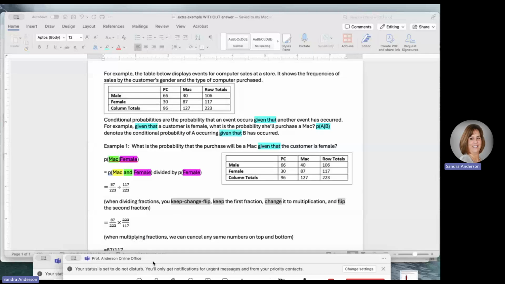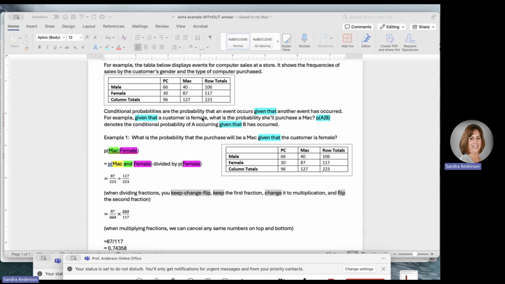All right, I was going to go through an entire example of a given that problem with probability and contingency tables, and we'll just go through it real slow, make sure you understand. Here is an example of the frequencies of sales by customers' gender, male and female, and the type of computer that they purchased, whether they purchased just a regular PC or a MacBook computer. So male or female, PC and Mac, and then the totals for each column and row.